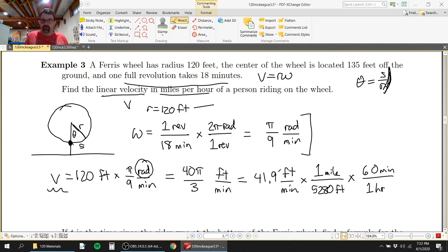And so if we take 41.9, we divide by 5,280, and then multiply by 60, you get 0.48. And now our unit is miles on top and hours on the bottom. Miles per hour. So half of a mile per hour. Not very fast is how fast this guy rotates.